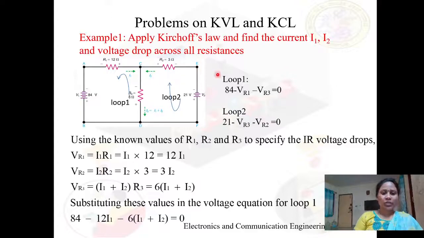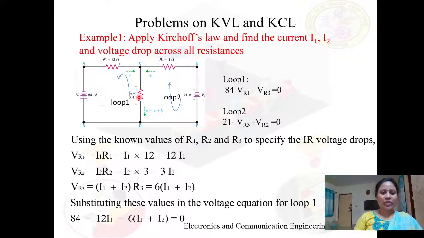Okay, so now let us see the first example, and we'll see how KVL and KCL can be applied to find different unknown parameters like currents and voltages. Here the problem statement is: apply Kirchhoff's laws and find the currents I1, I2 and the voltage drop across all the resistances. That is, the voltage drop across R1, R2 and R3 we have to calculate, and also the currents I1 and I2 we need to find.